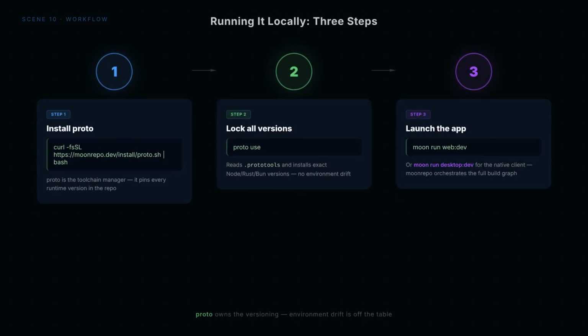Install the Proto toolchain manager, run proto use in the repo root to lock all versions, then moon run web:dev for the web app, or moon run desktop:dev for the desktop. Proto owns the versioning, environment drift is off the table.